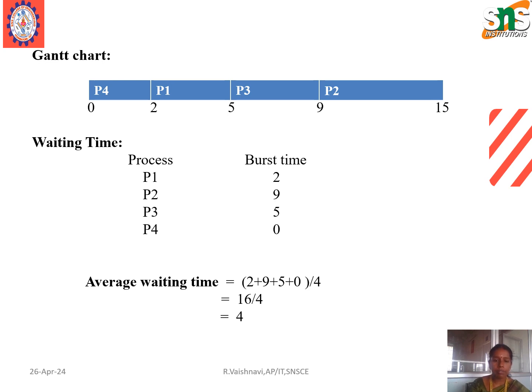So we have to calculate the waiting time for processes 1, 2 and 4. The waiting times are 2, 9, 5 and then 0. Then we have to calculate the average waiting time: we add these 4 numbers and divide by 4.